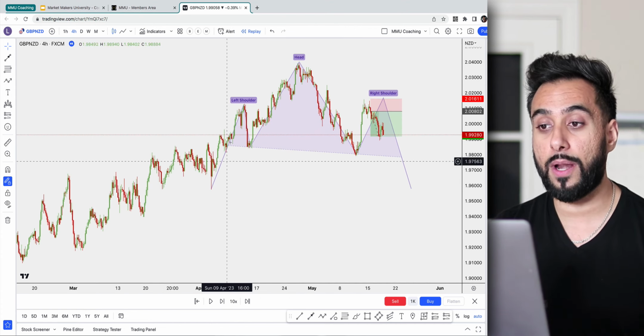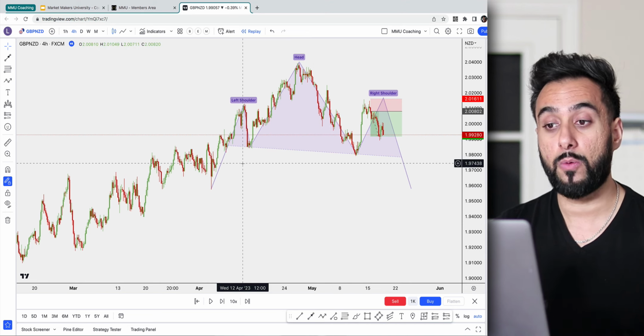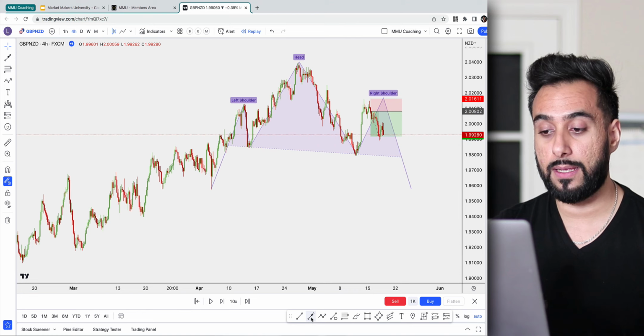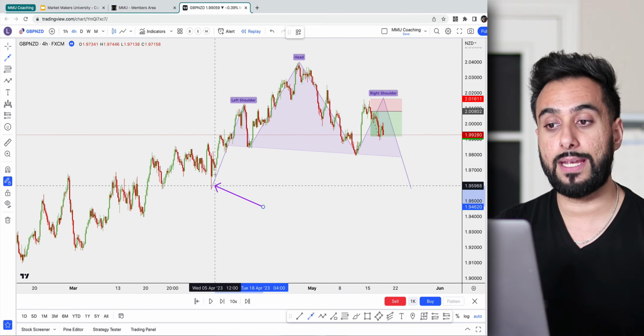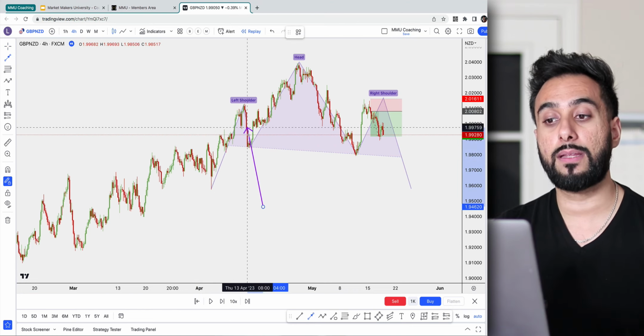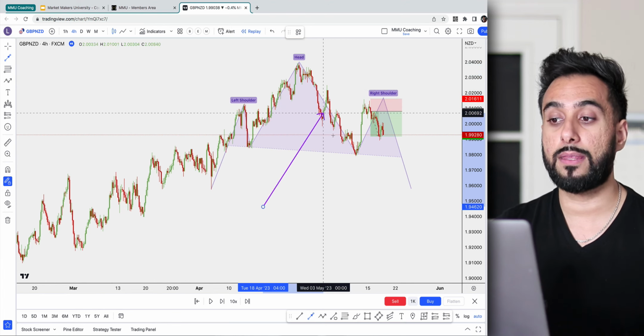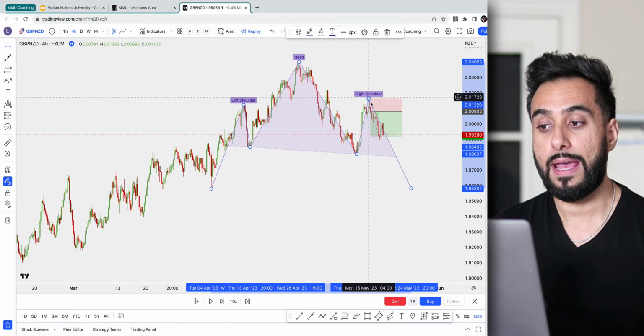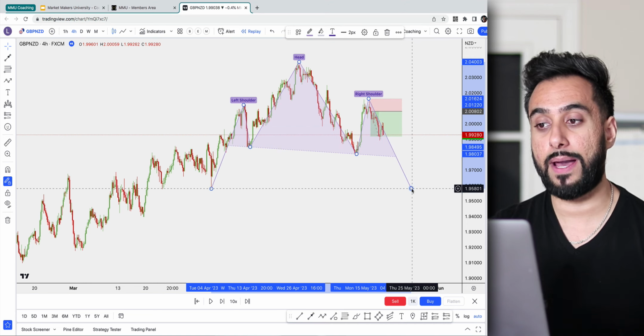In this case, one pattern that we spotted ahead of time was a head and shoulders pattern. How did we draw this? We connected the first low, then the next high, then the next low, and the next high, and the next low, and then the next high, which is the right shoulder, and then we finished the head and shoulders pattern off.